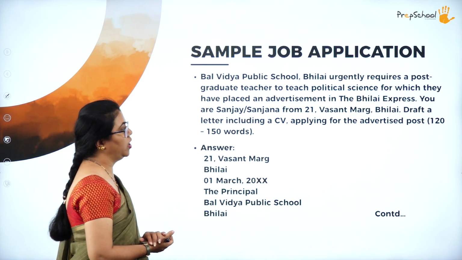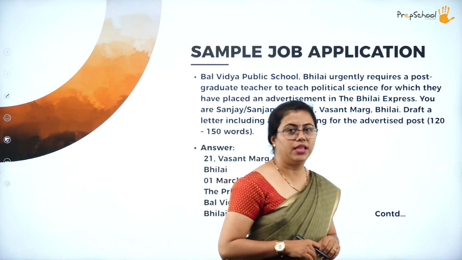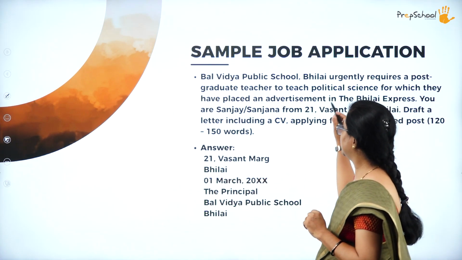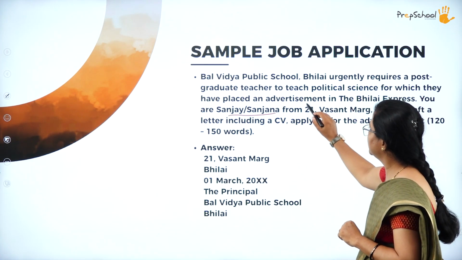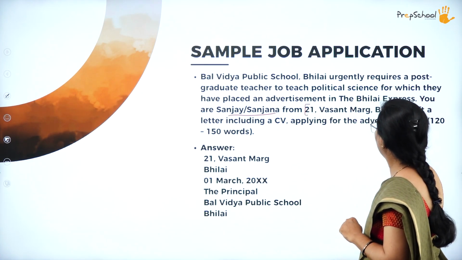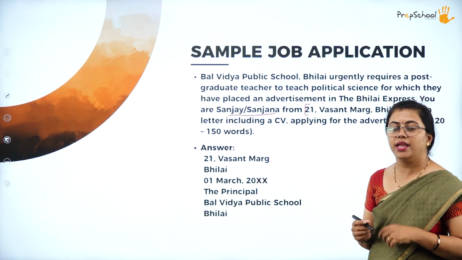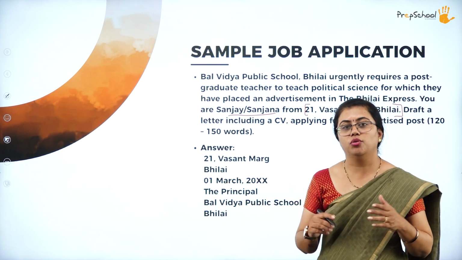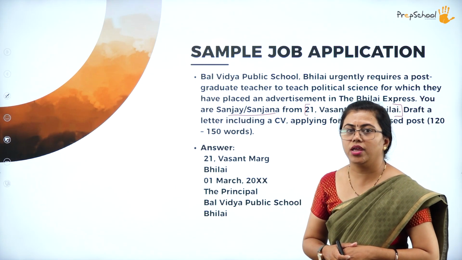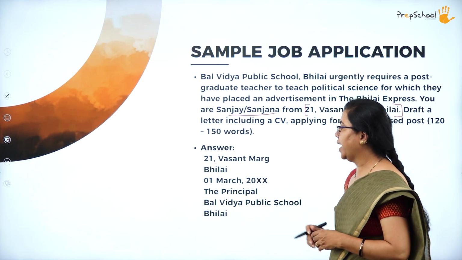So what are the details that are given here? Name is given, isn't it? You are Sanjay or Sanjana. So the name is given, you need not worry. This is the address that is given: number 21 Vasant Marg, Bhilai. The address is already given, so you need not worry about that also. You need not mention any fake thing. Whatever is given here, you will carry that as it is.